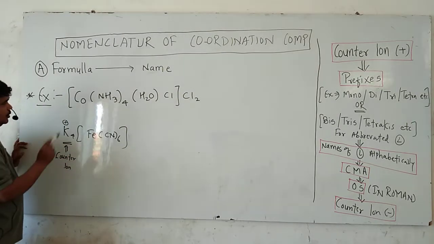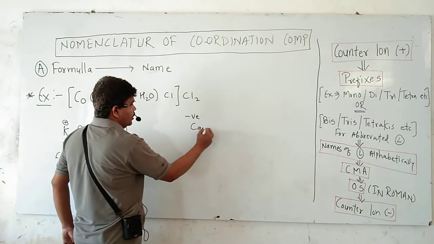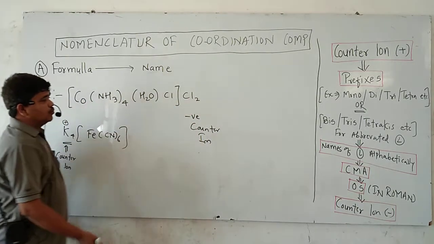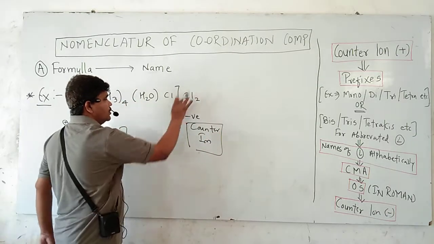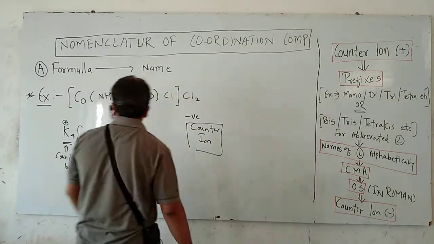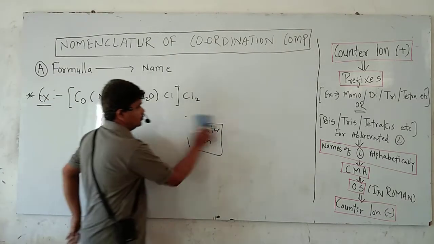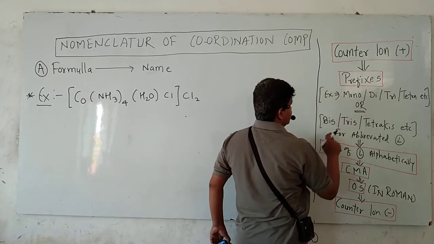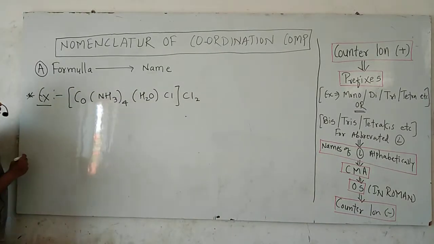But in this example, a positive counter ion is not there. In this example, a negative counter ion is there. See, this Cl2 is outside the square bracket, so we are calling it a counter ion. And Cl carries minus charge, so it is a negative counter ion. Its name will be mentioned at last. Okay. Now, second step. Now, a positive counter ion is not there, so now write the prefixes mono, di, etc. So before writing this, you have to write down the ligands first.